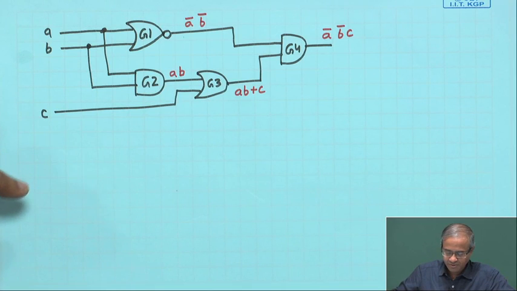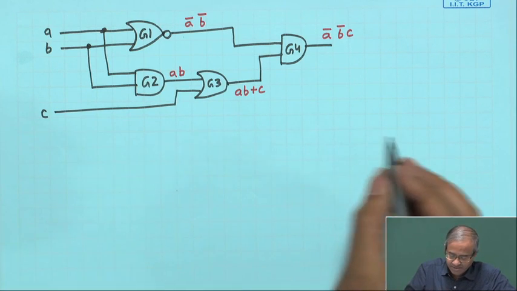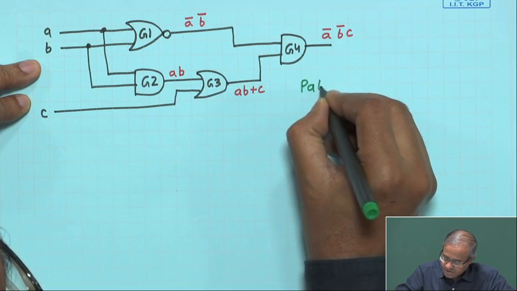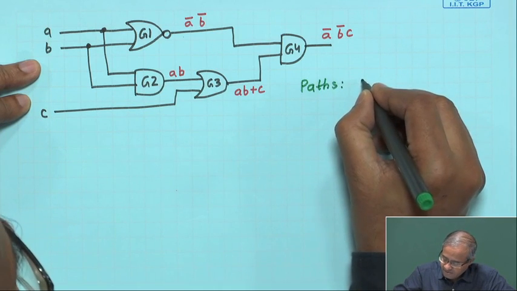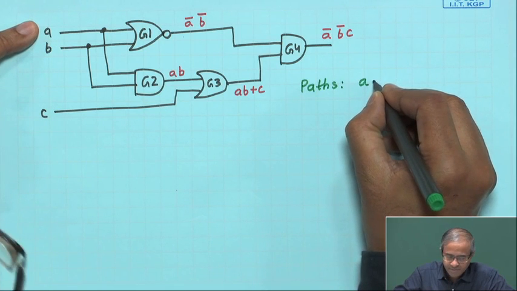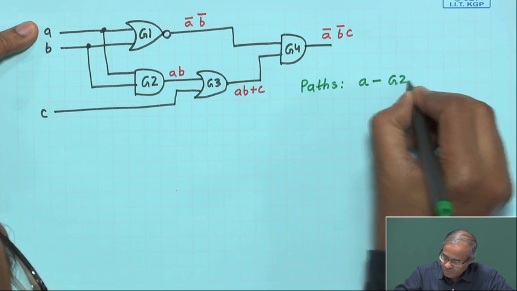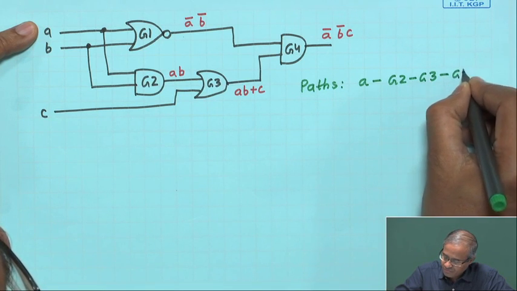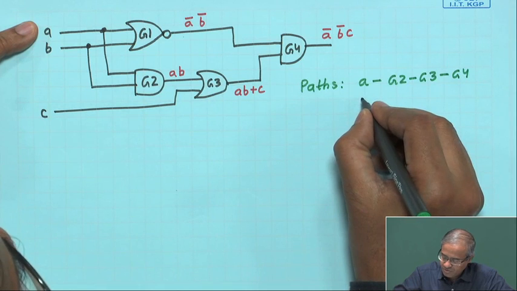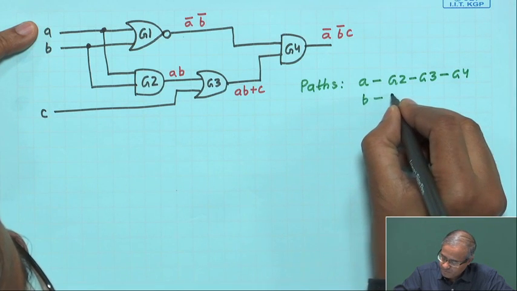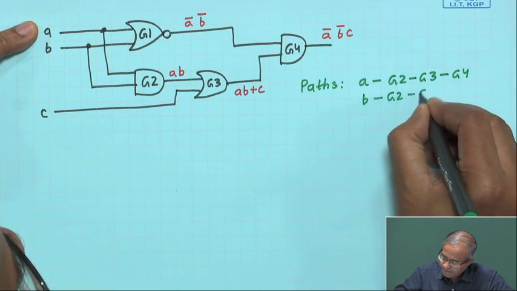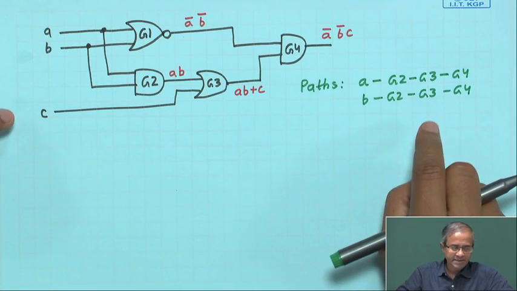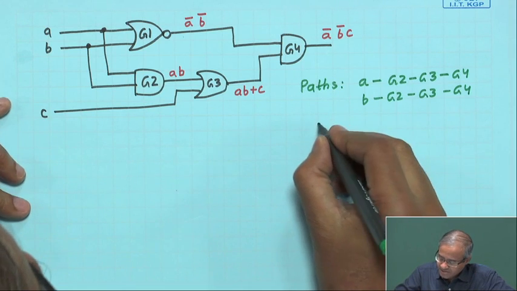Now, what we are trying to say here is that, let us consider these paths. We consider two paths. The first path starts from input A to gate G2 to gate G3 to gate G4 to the final output, and also similarly from the input B. We are saying that these paths are not sensitizable.